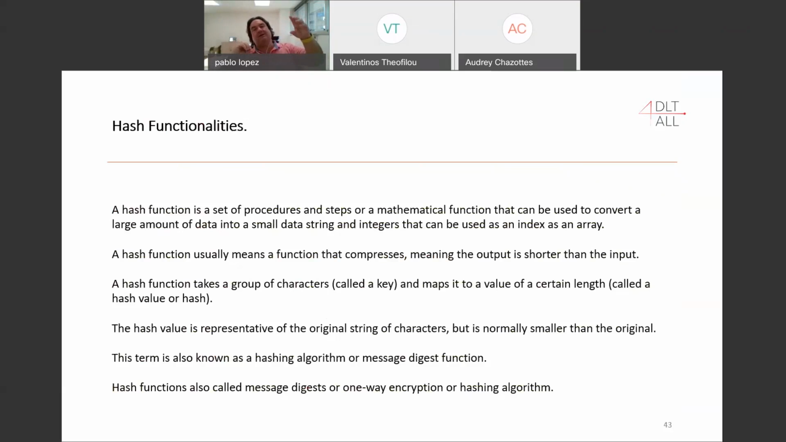You convert this data into these characters, and to these characters you give a value and a dimension, which is a hash. So you can have different kinds of hashes. The hash value is representative of the original string of characters but is normally smaller than the original. This is also known as a hashing algorithm or message digest function. Hash functions, also called message digests, are one-way encryption or hashing algorithms. It is important to have this clear now: one-way encryption. It only goes in one direction. This hashing algorithm.